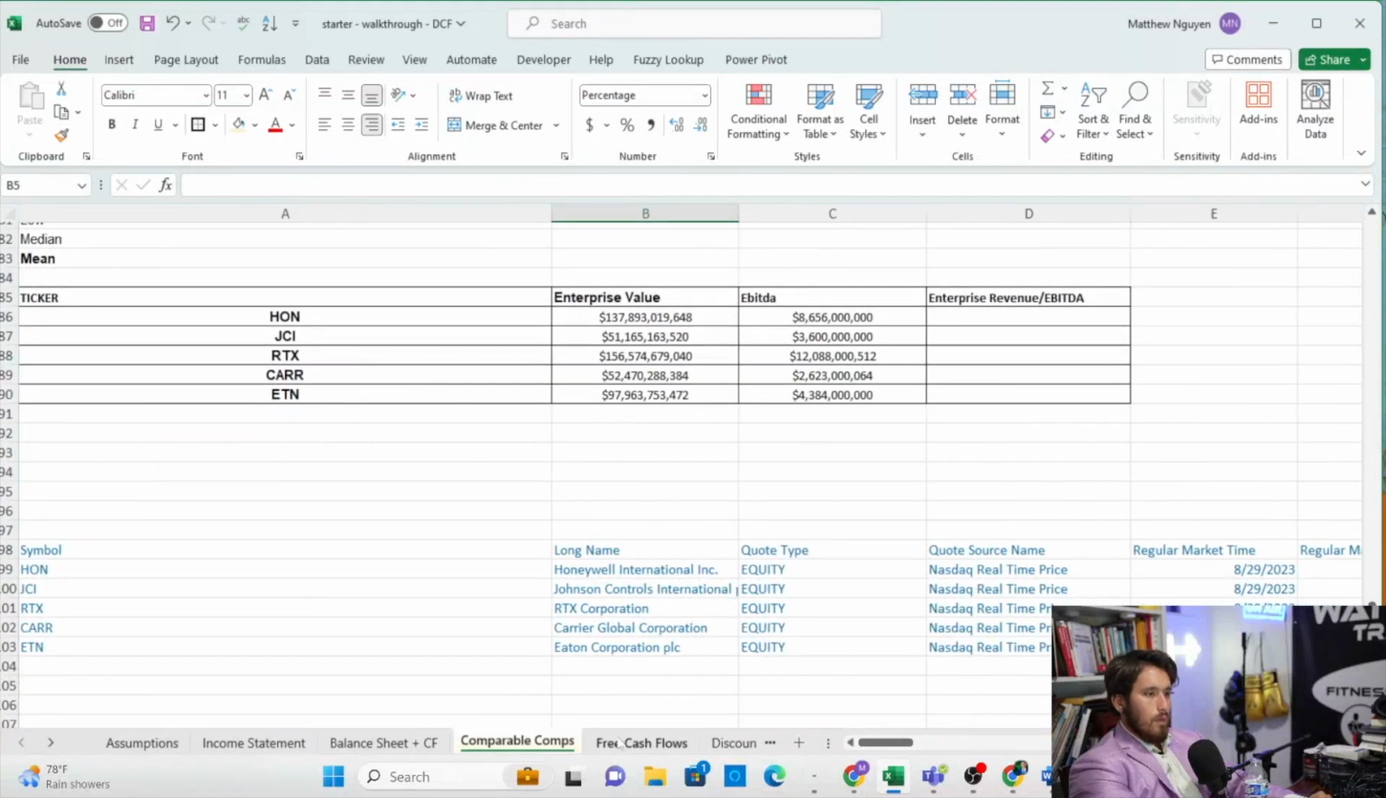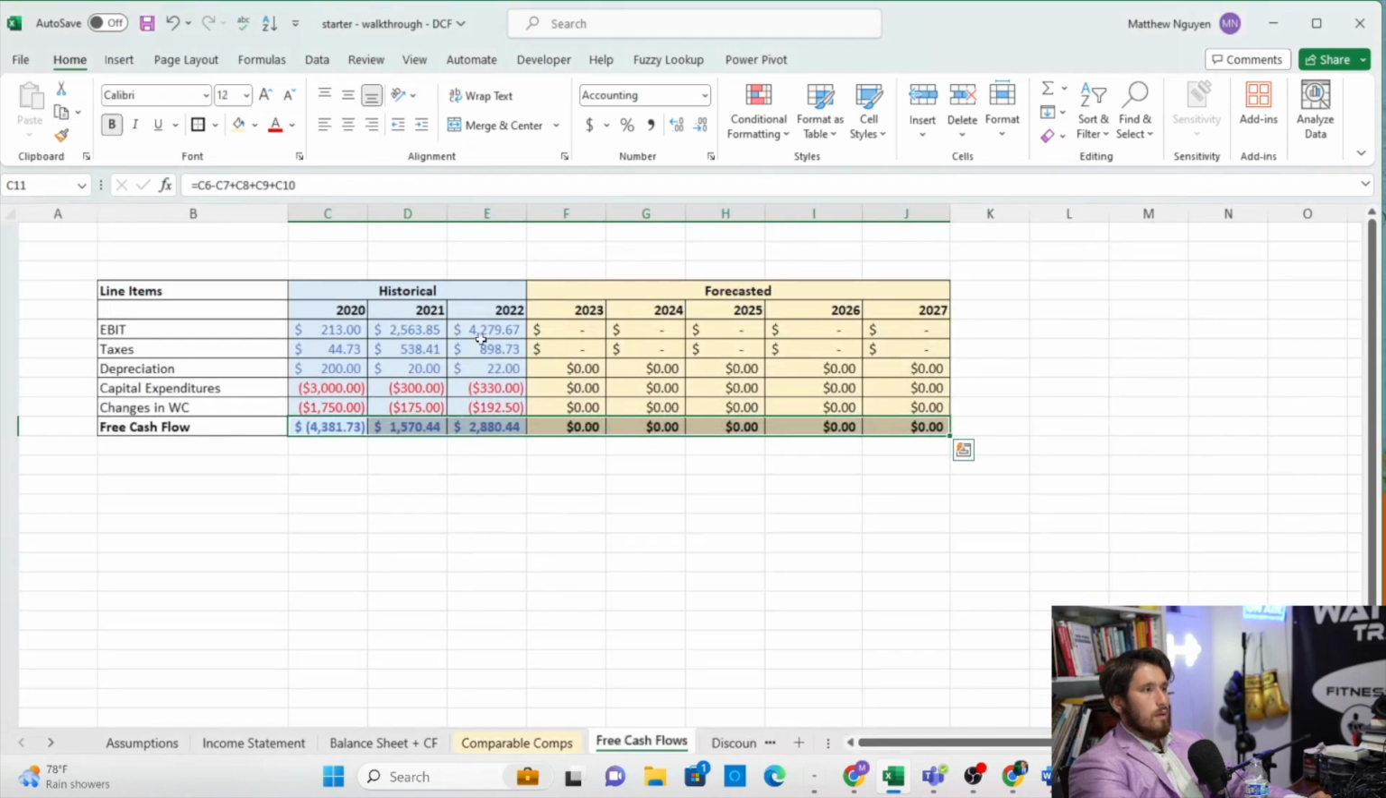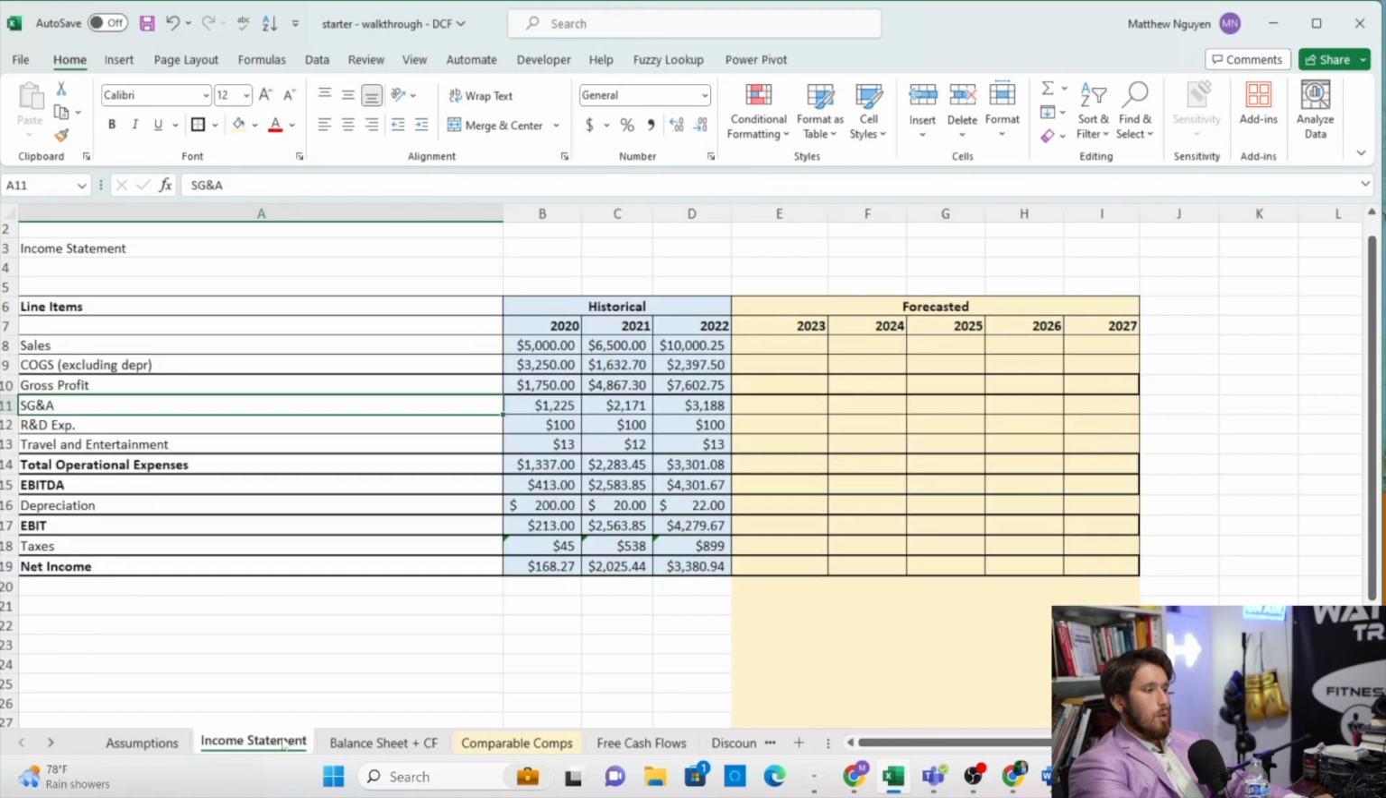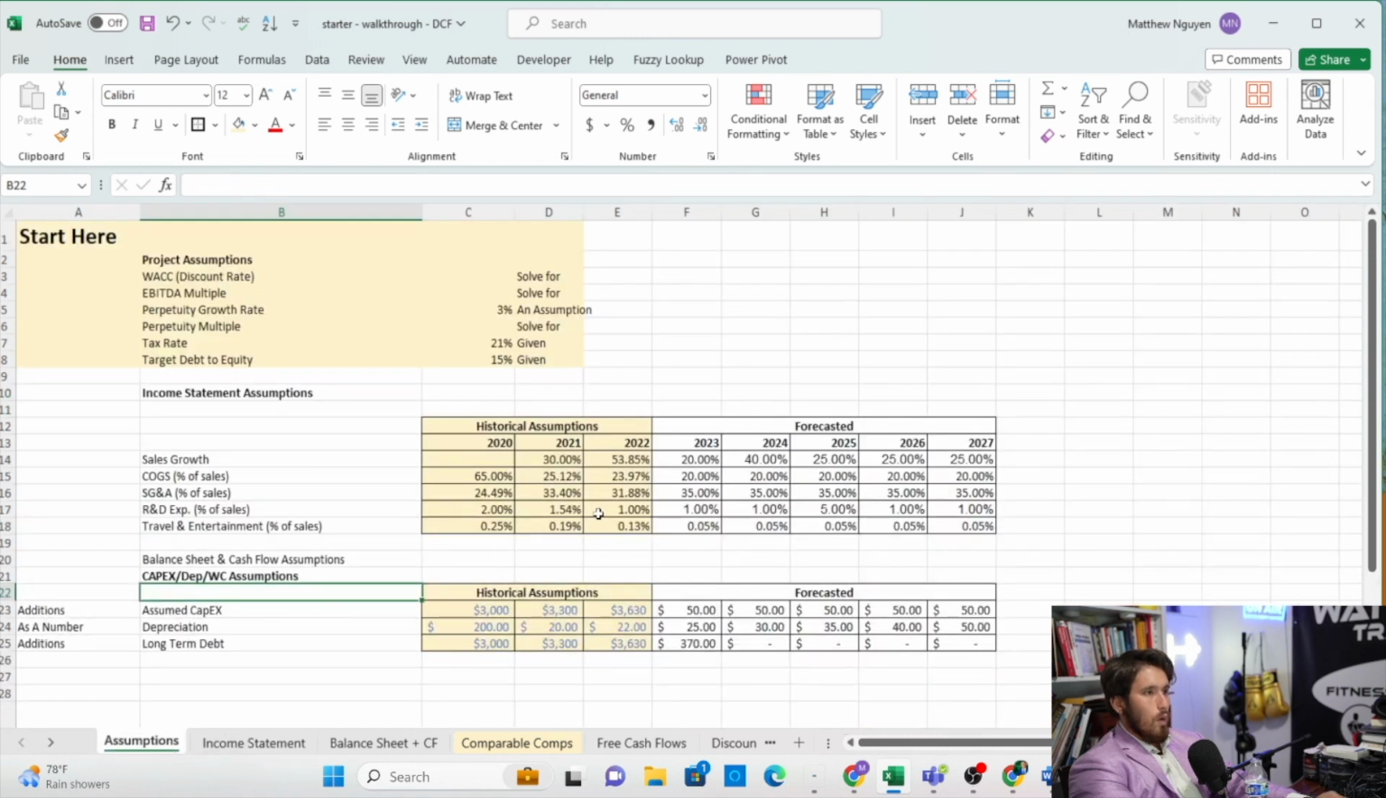Okay. Our free cash flows, we have it semi-built out. We have our historicals, and then we have our discounted cash flow dashboard where we'll fill in the blanks to get the information provided here. Okay, so let's start with our income statement. We know that we have sales, cost of goods sold, gross profit, R&D, SG&A, and travel and entertainment. Let's take a look and do this quickly. So we have some historical assumptions here, but it looks like they've given us what they want us to forecast. So let's just do the sales real quick.